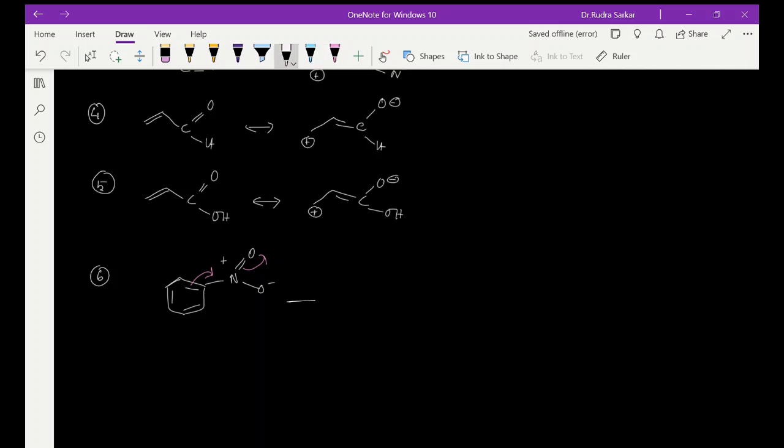Okay, so out here one can think like this. There is an electron movement and the corresponding resonating structure is going to be as follows. And because of this electron withdrawal by the nitro group, a plus charge is being created at position 2, which is also called the ortho position. Now if you think of generating another resonating structure, you would find that the plus charge now comes to the para position with respect to the nitro group.